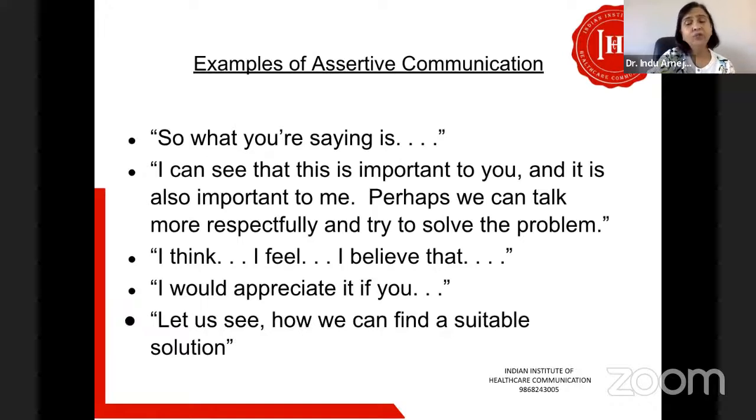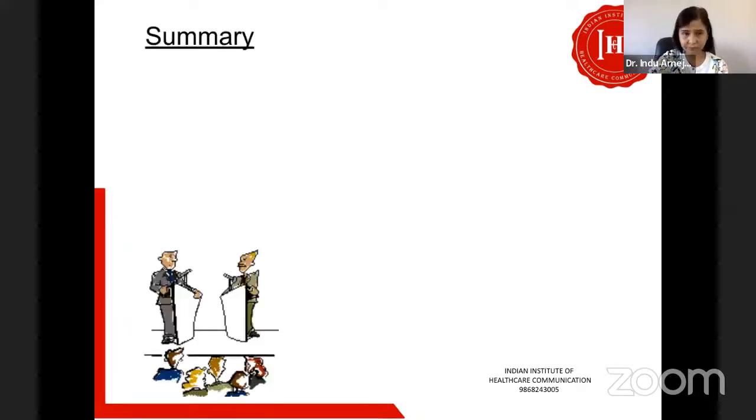Let us see how we can find a suitable solution. So when you use let us, it really helps in making the person feel that you want to work as a team. We have a habit of accusing people. You have done it. You have done it. Let us see how we can make it better. Let us see how we can resolve it. So this term really helps in bringing the person to the table and resolving the conflict.